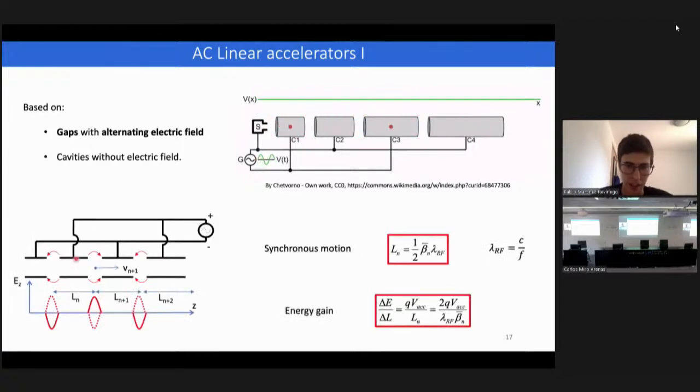And we can design these kinds of accelerators by selecting the length of the cavities between one gap and the following one. This length will be proportional to the particle's velocity, so you can see that this length is increasing along the time. And then we can also calculate the particle's energy gain per unit length, which is more or less a simple equation.